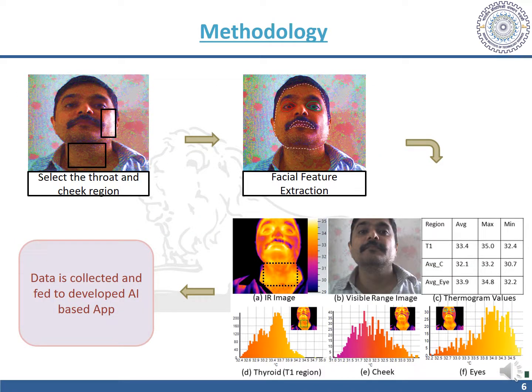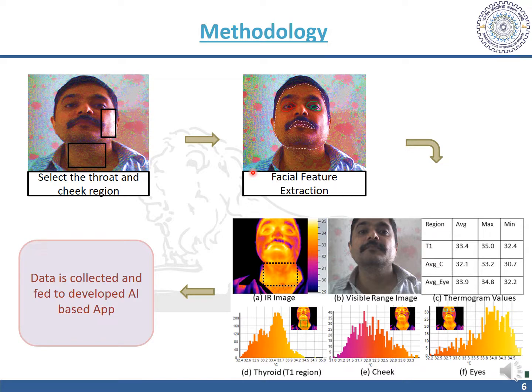First of all, as I have mentioned, we have taken the temperature difference of the throat and the cheek area as an imaging biomarker. So our first task is to select the throat and cheek area, and then extract the temperature information from these regions. So our first task is to select the throat region.